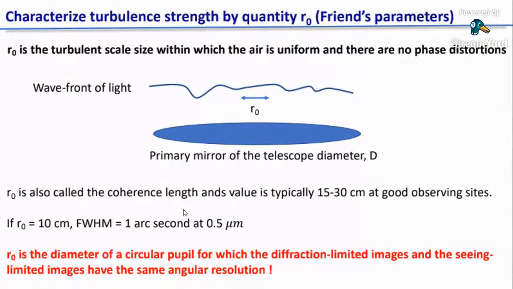So let us say if R naught is 10 centimeter, the full width at half maxima will be around 1 arc second at 0.5 micrometer. So earlier what we were expecting was 0.02 arc second. Now we are getting 10 arc second. So you can see that theta is increased, and thus the angular resolution is degraded, and we cannot resolve between the two objects.